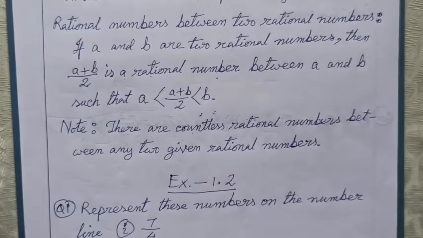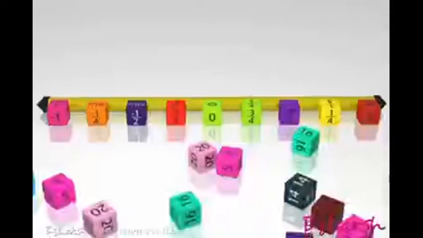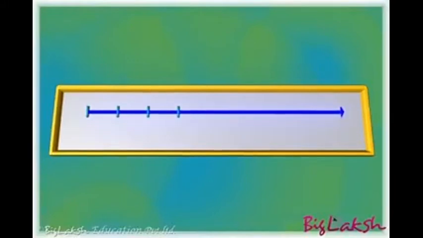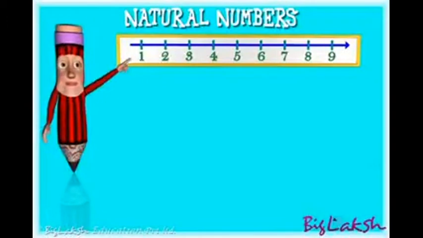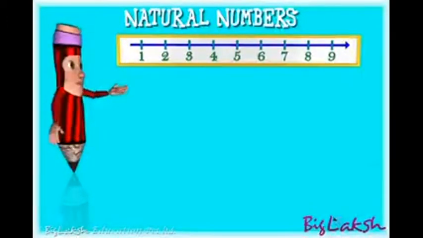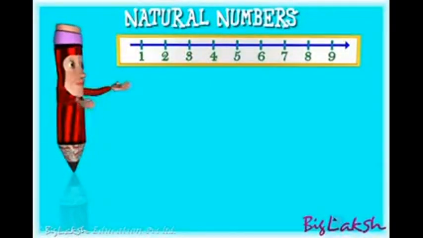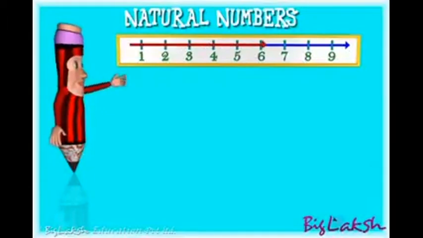Now, to understand more and to become a little refreshed, let us see a short video of number line. Rational numbers on number line. Let us start this chapter by revising different types of numbers which can be represented on the number line. Let us first discuss about natural numbers. You cannot see 0 on the number line because natural numbers do not contain 0. Therefore, they are also called as counting numbers. You can notice that natural numbers extend from 1 to infinity.